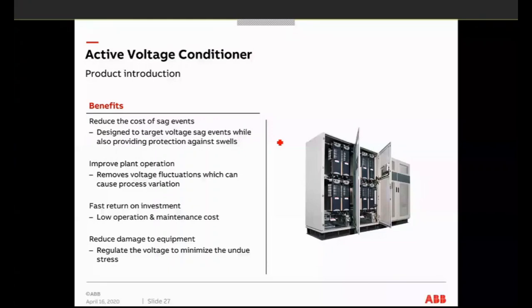Technically, it removes voltage fluctuation, regular voltage fluctuation of plus minus 10%. If it goes out of that range, this product will guarantee 100% voltage. So this is what the product does.